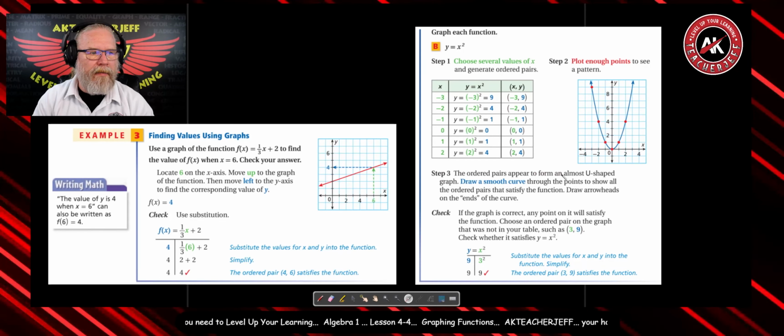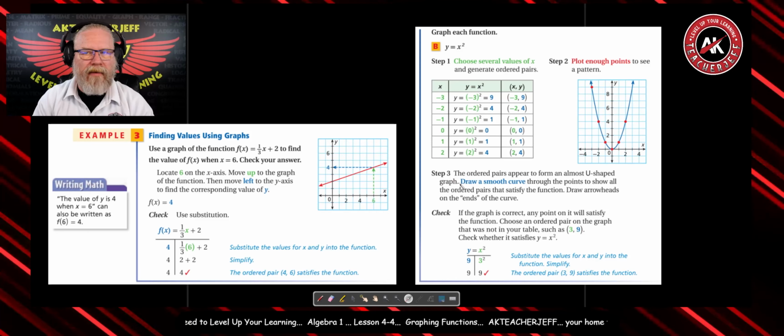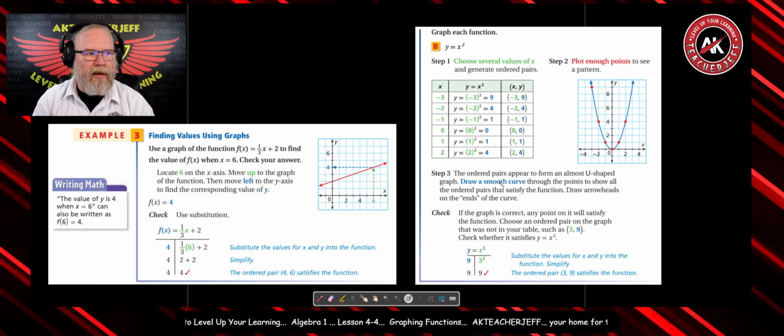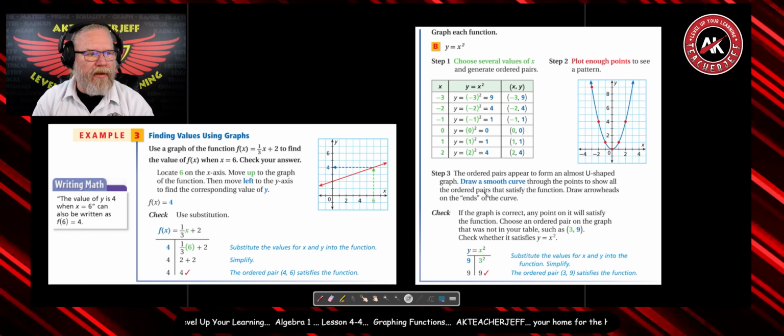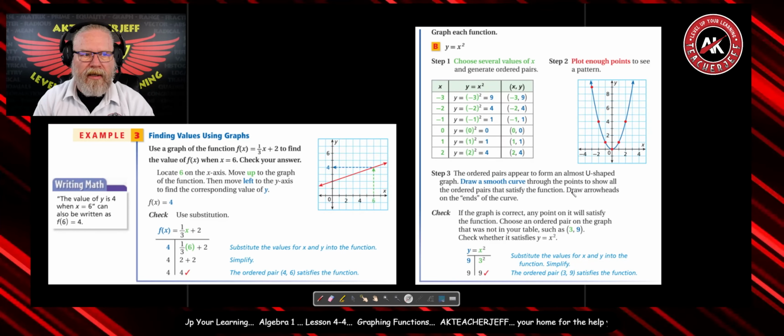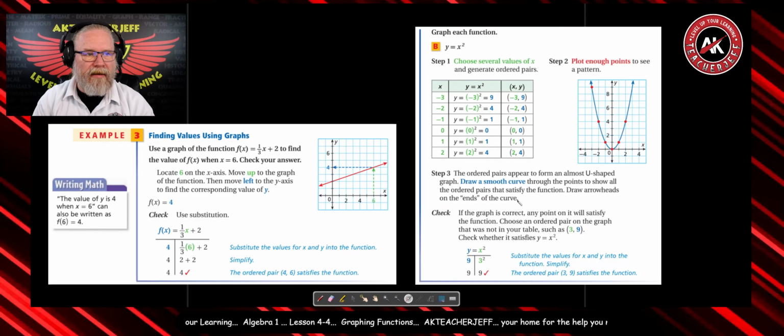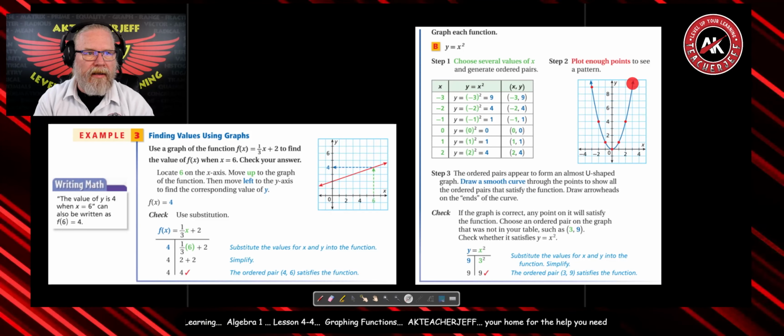The ordered pairs appear to form an almost U-shaped graph. It's called a parabola. Draw a smooth curve through the points to show all the ordered pairs that satisfy the function. Draw arrowheads on the ends of the curve. They've done so there and there.